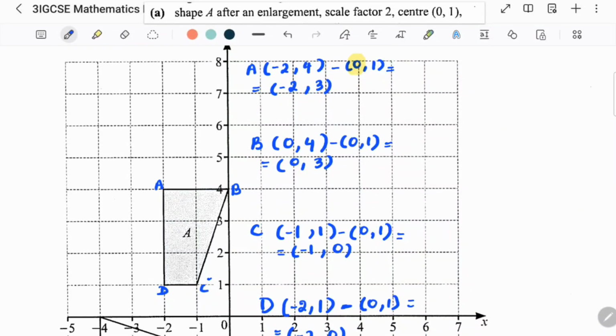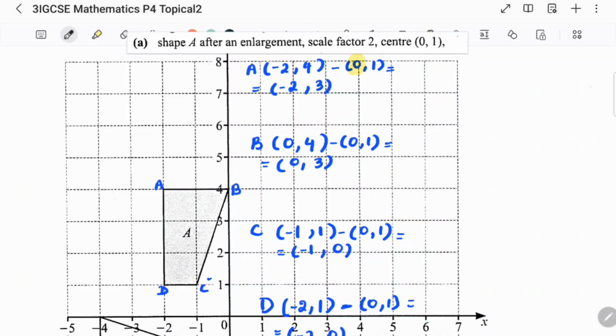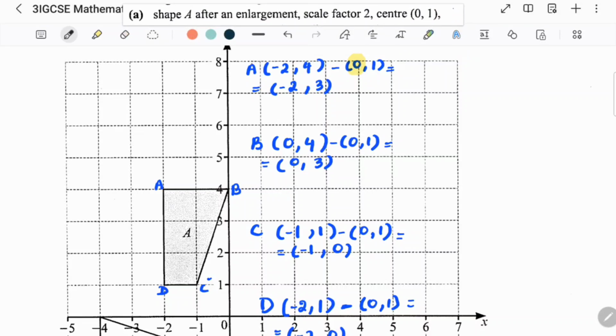In the second one we are subtracting the center from the original coordinate, and now the third step is to multiply with the scale factor. Your scale factor is 2. So this is your question: you can see shape A after enlargement with the scale factor 2 and the center is 0, 1. Now we are going to multiply each and every number you got after the subtraction by 2. Multiply x and y both by 2.